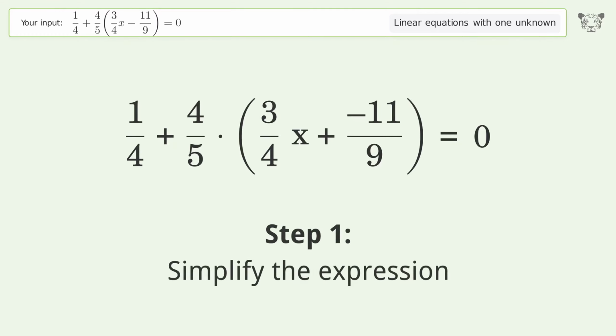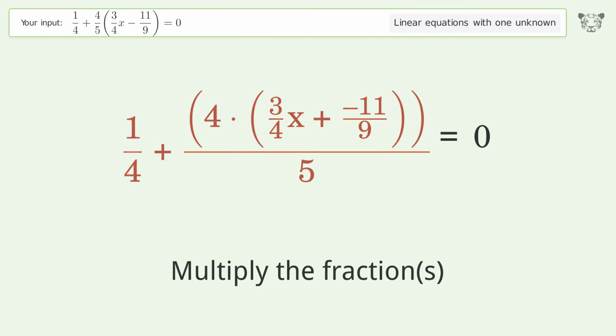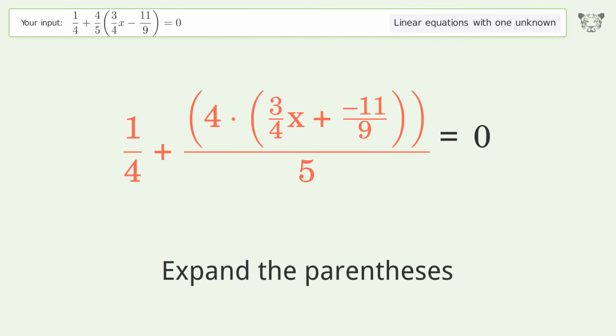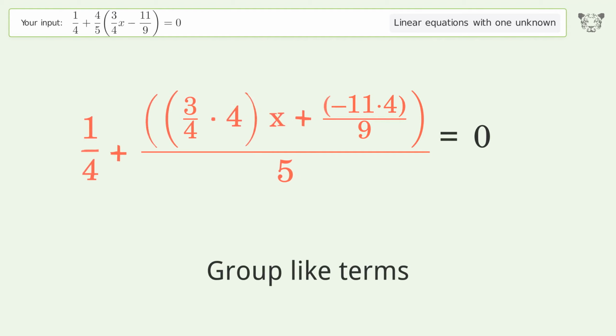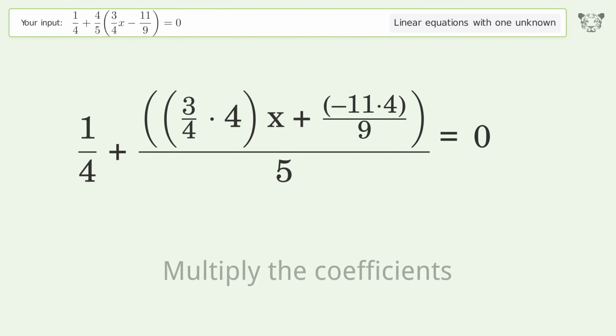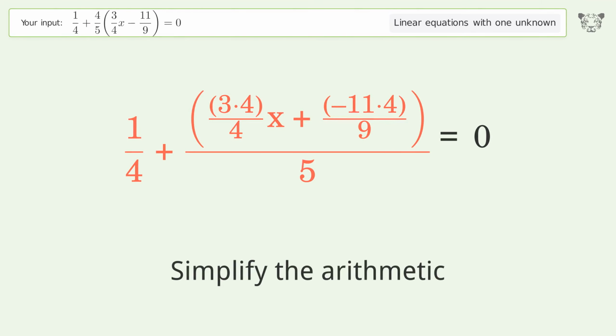Simplify the expression. Multiply the fractions. Expand the parentheses. Group like terms. Multiply the coefficients. Simplify the arithmetic.